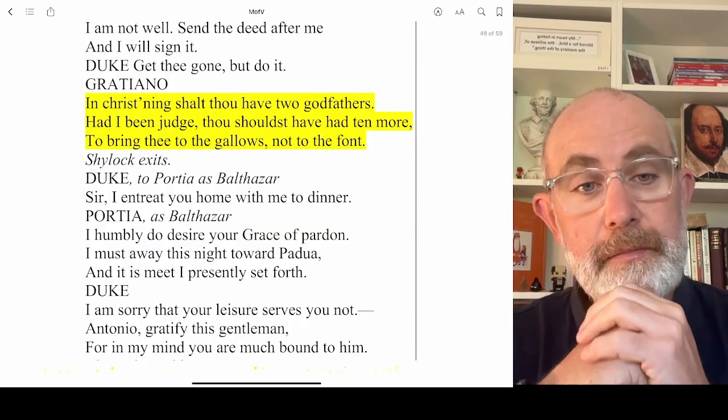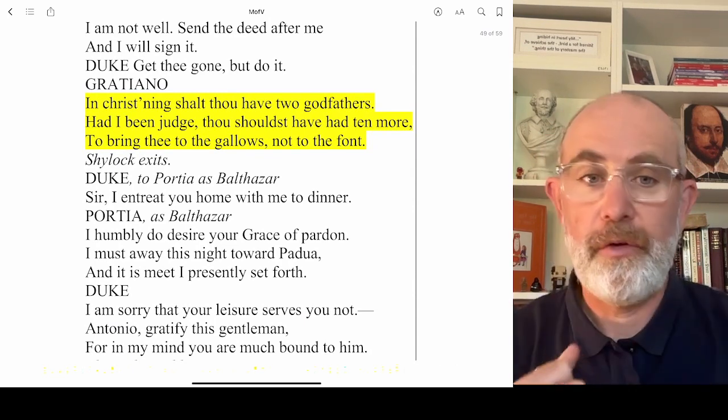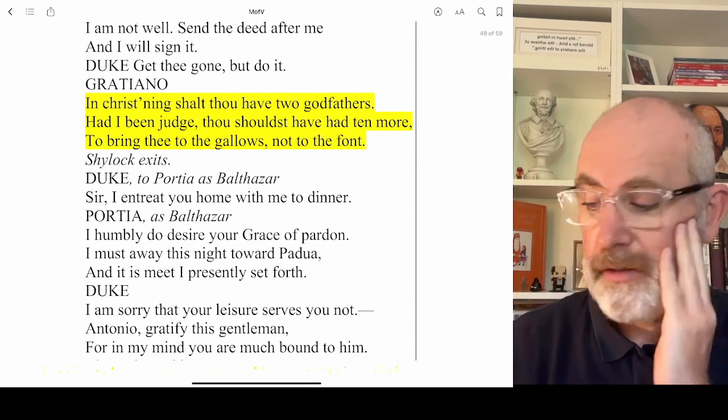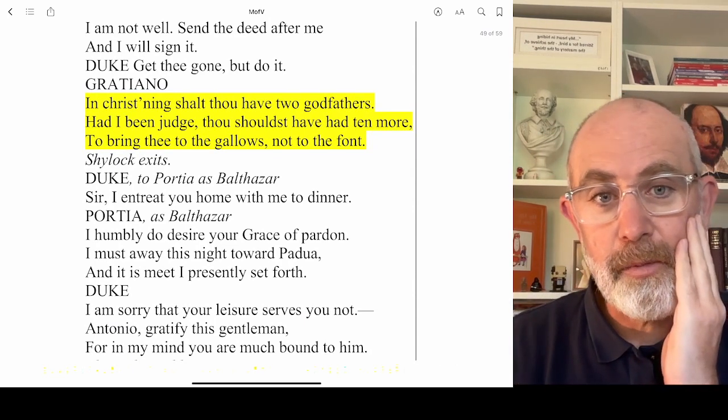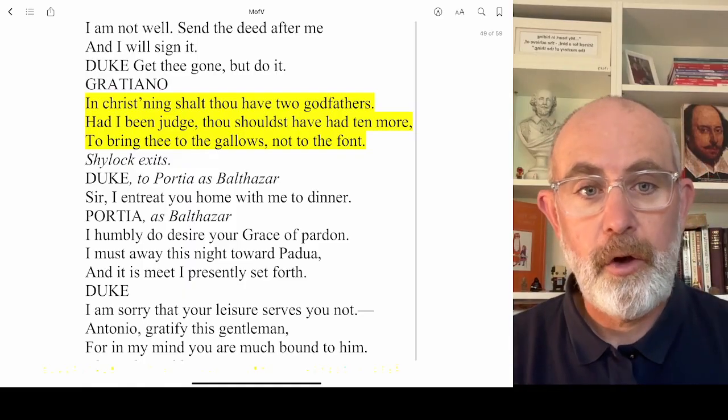And that's an explanation of Act 4, Scene 1, the trial scene, with some of the key quotes that I would learn highlighted. I hope you found that useful.